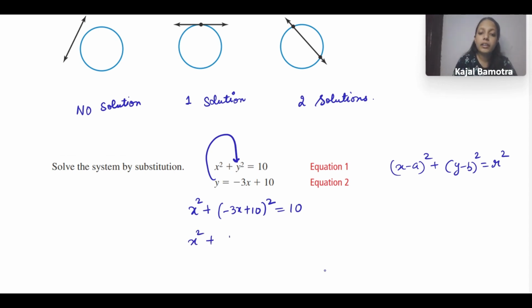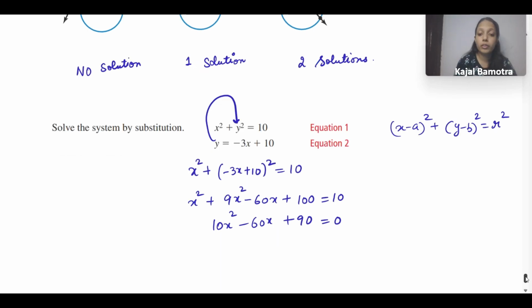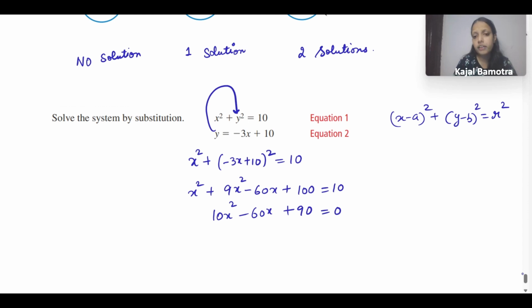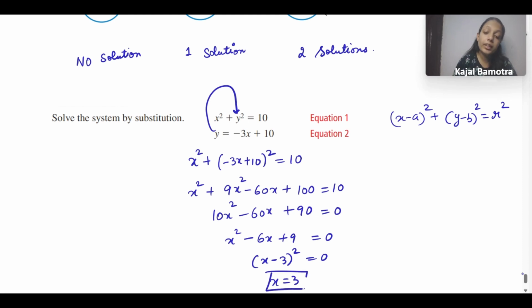Open the square: 9x squared, 10 into 3, 30, twice is 60, negative 60x plus 100 equals 10. 9 and 1, 10x squared minus 60x plus 90 equals 0. If you want, you can divide by 10. It will be easier then. x squared minus 6x plus 9 equals 0. I will get (x minus 3) whole squared equals 0. So the only value of x is 3.